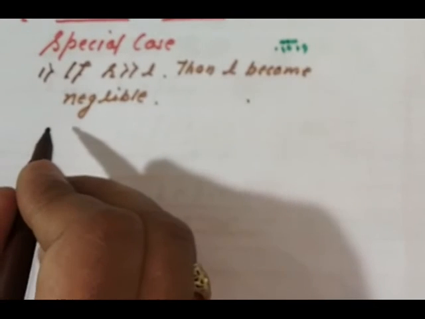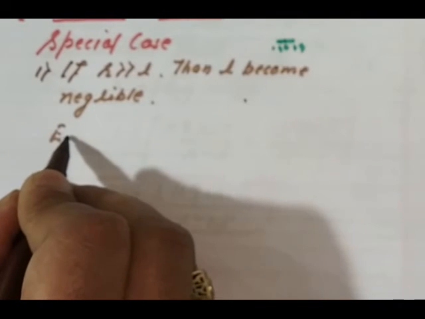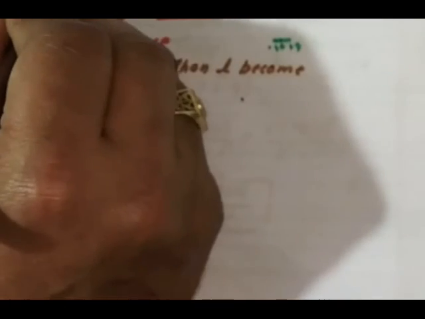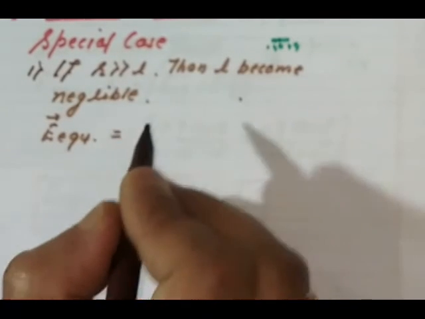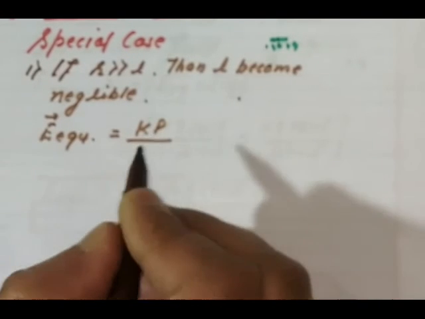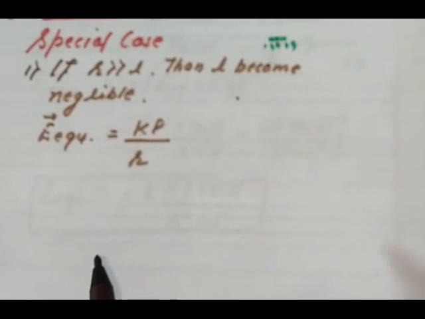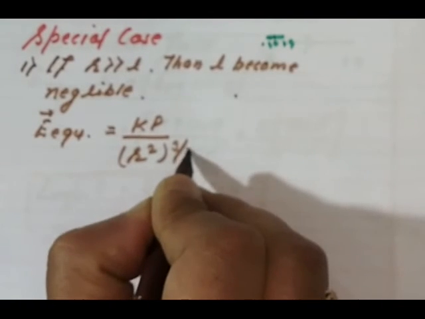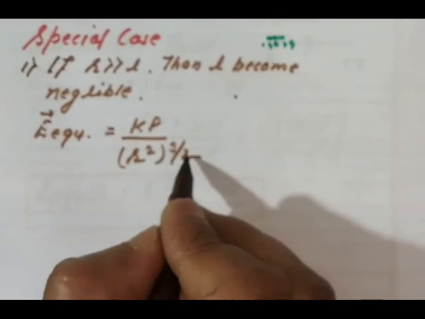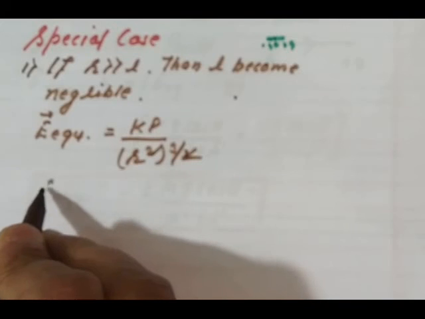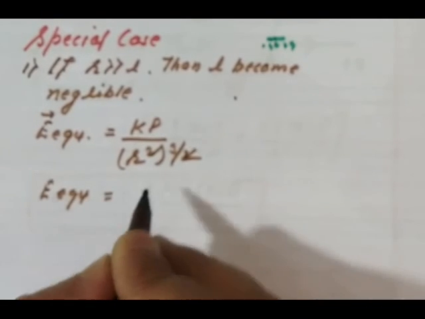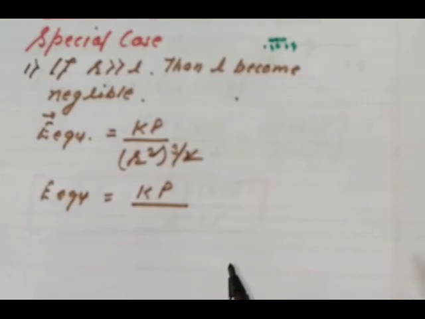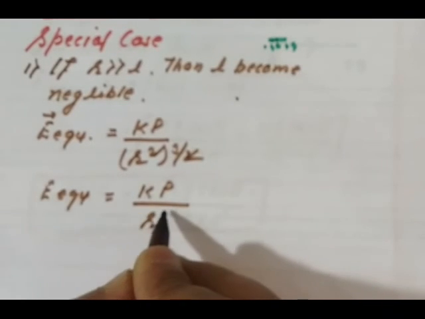So the electric field at equatorial position will become kp upon r square to the power 3 by 2. Okay, this 2 cancels out this 2, so the electric field at equatorial position will become kp upon r cube.